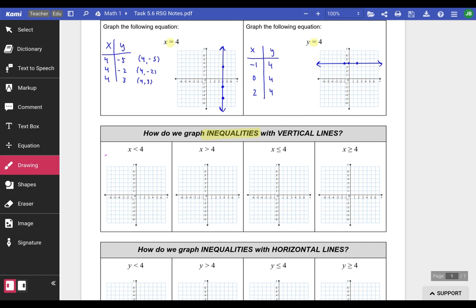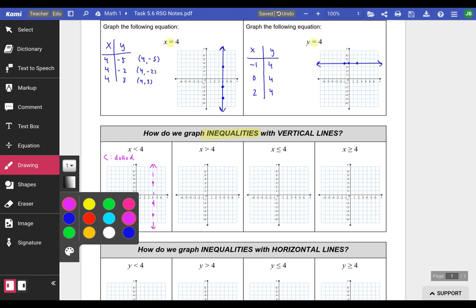So let's think about this here. Since I have less than, I know that's going to be not solid. Since it's just less than, that's going to be our dotted line. So the graph is going to look the same as x equals 4, right? I could plot those same points that I had above, and 4, 3. But now I have to make that a dotted line.